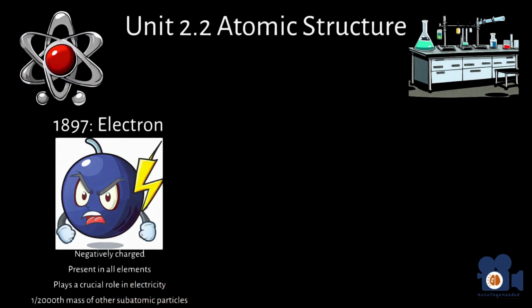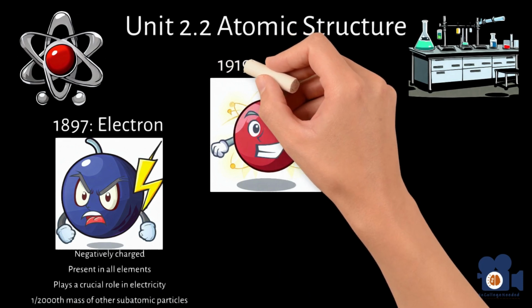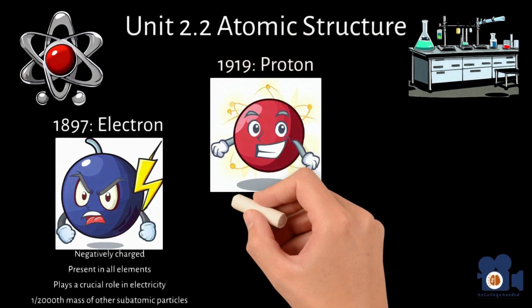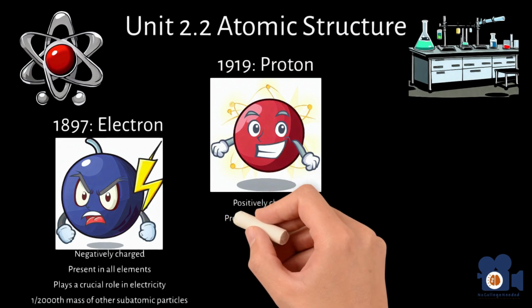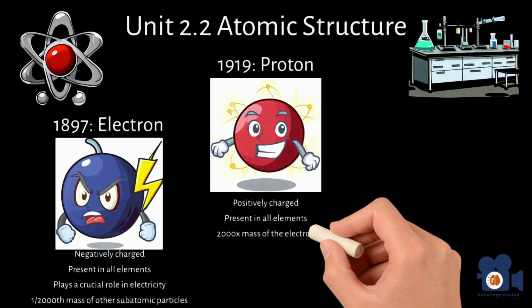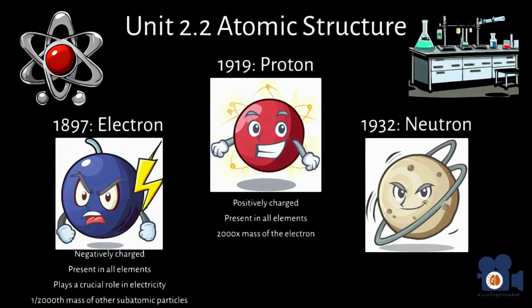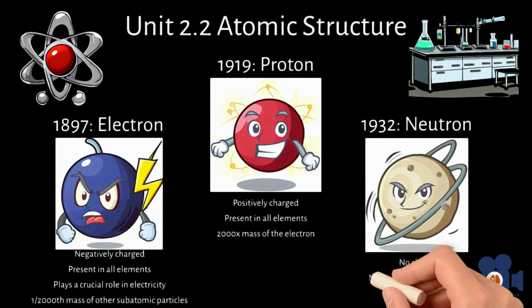The proton, a positively charged subatomic particle, was discovered next in 1919 as the counterpart to the electron. It has a mass roughly 2,000 times greater than the electron. Shortly after, in 1932, the neutron was discovered. It has a similar mass to that of the proton, but carries no charge.